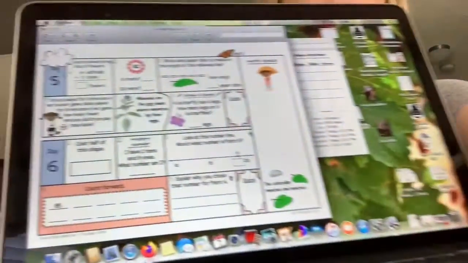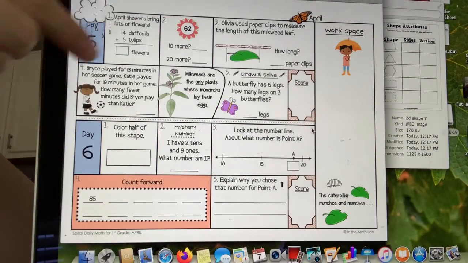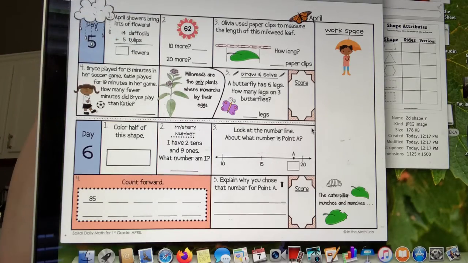Okay, here's what we're going to do today. We've got our homework. Only day 5 for your homework today for April. Just day 5. Make sure you read it closely. Lots of extra adding and 10 more, 10 less practice. So day 6 is for tomorrow. Day 5 is today. And then I'm going to give you guys a couple of worksheets.